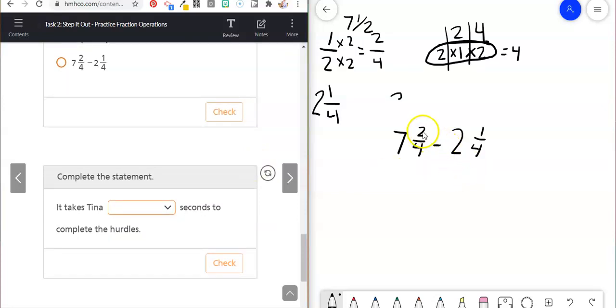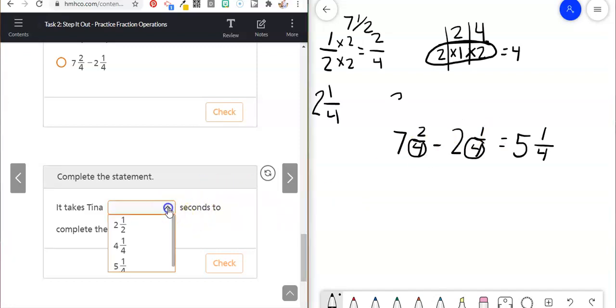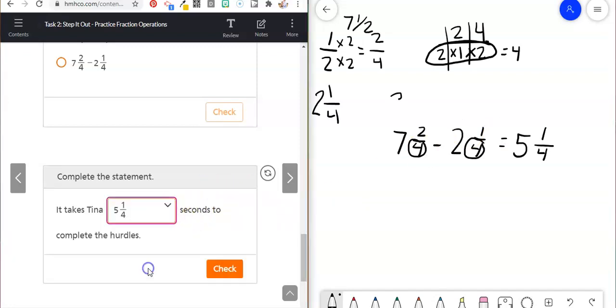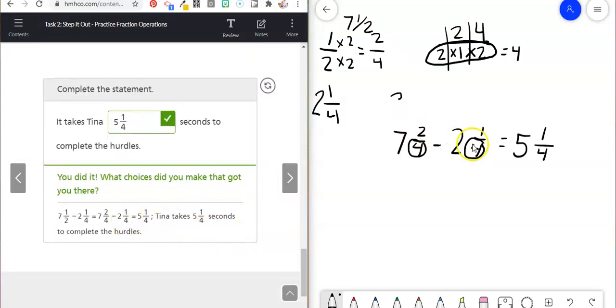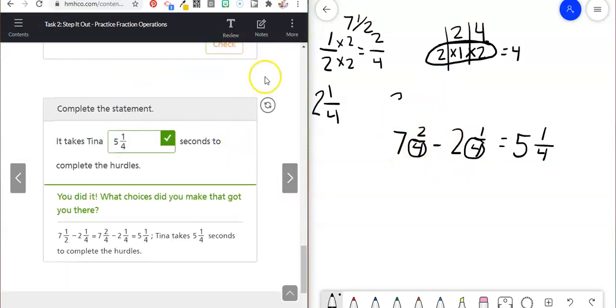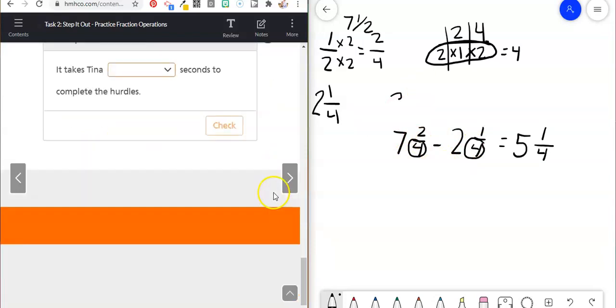So first I'm going to subtract the whole numbers. So 7 minus 2 is 5. My denominator is going to be 4 because it's 4 here and here. So I'm going to do 2 minus 1, and I get 1. So I get 5 1/4, which is this one right here. And right here, they're just showing you what we did over here. Okay, I'm going to refresh that one, and I'm going to be heading to the next page.